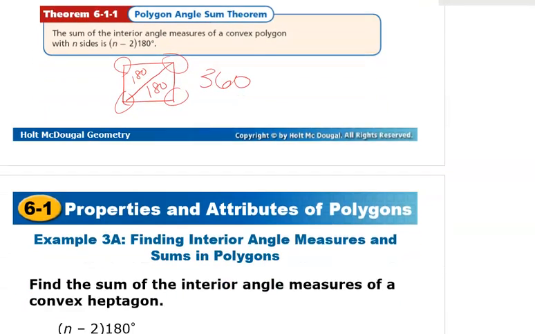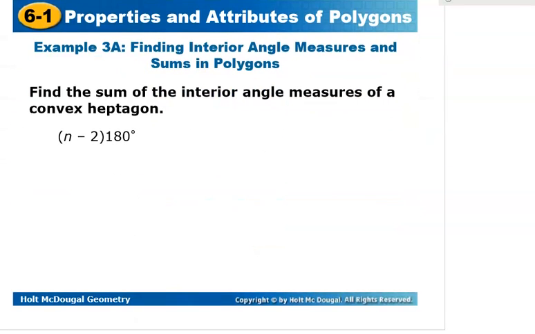Let's do some practice problems. I might be losing some of you. Okay, so let's find the sum of the interior angle measures of a convex, okay, convex is not important, heptagon. This is where knowing the word comes in handy. So hepta means how many sides? 7. Okay, so in my formula I have an n. N stands for the number of sides. So I just plug in 7.